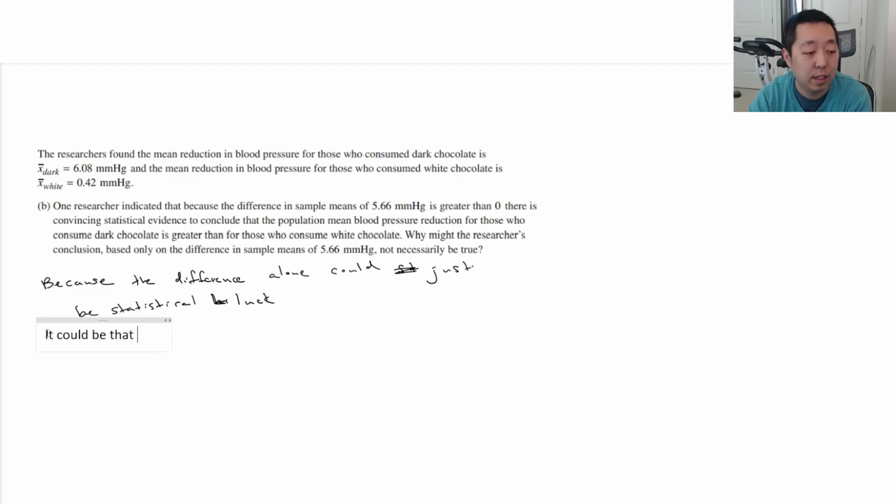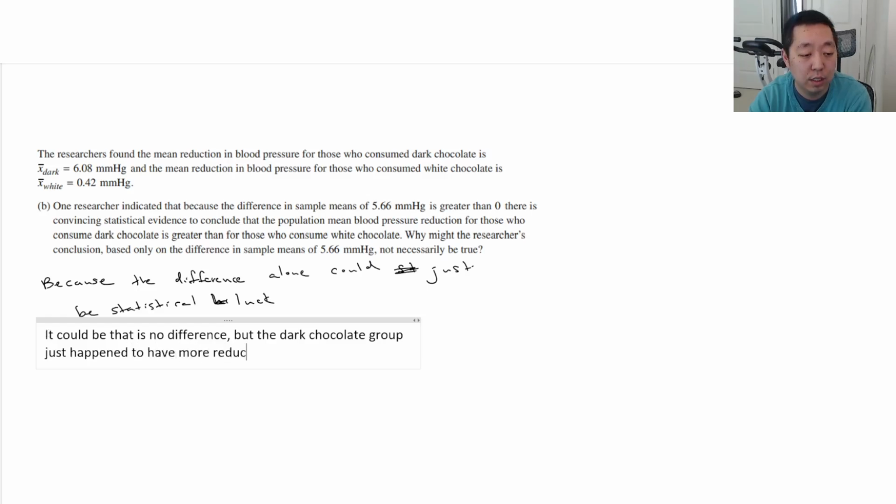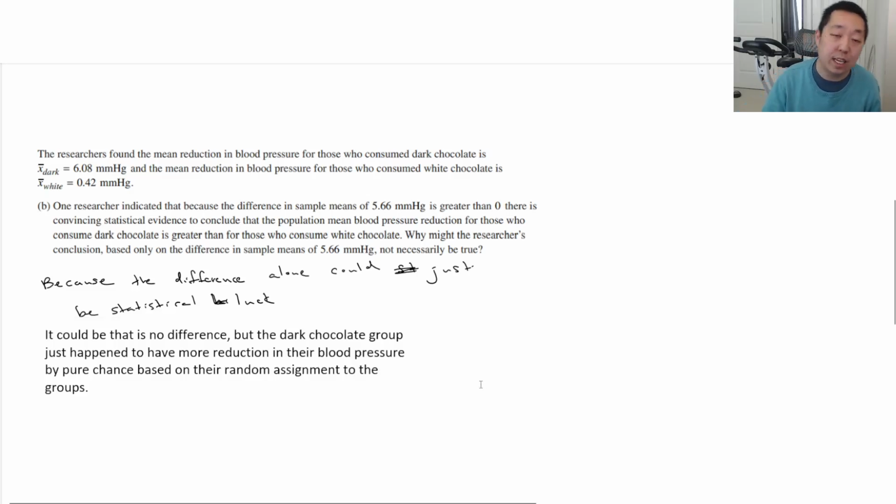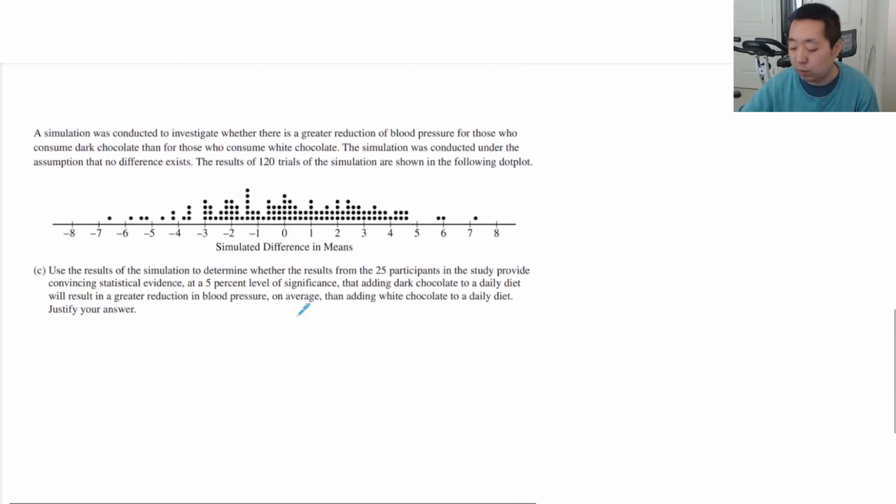It could be that there is no difference, but the dark chocolate group just happened to have more reduction in their blood pressure by pure chance based on their random assignments to the group. That is to say, if you had flipped the coin differently and they had been put in the white group, might have shown a larger reduction. So there's no way you can know that for sure. That's why we do p-value, probability. That's why we do null hypothesis and all of that.